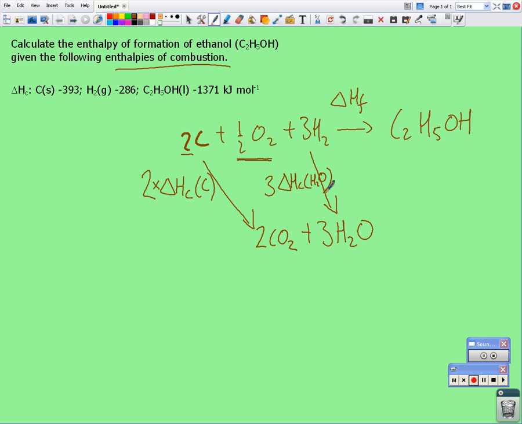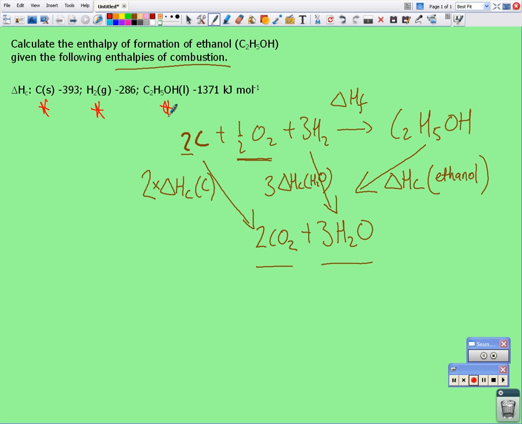Okay, now to finish our Hess cycle, we just need to take the ethanol and burn that. Because if we burn 1 mole of ethanol, we get 2 moles of carbon dioxide and 3 moles of water. So this represents the enthalpy change of combustion of ethanol. And you'll see we have all of those values: the carbon, the hydrogen and the ethanol.